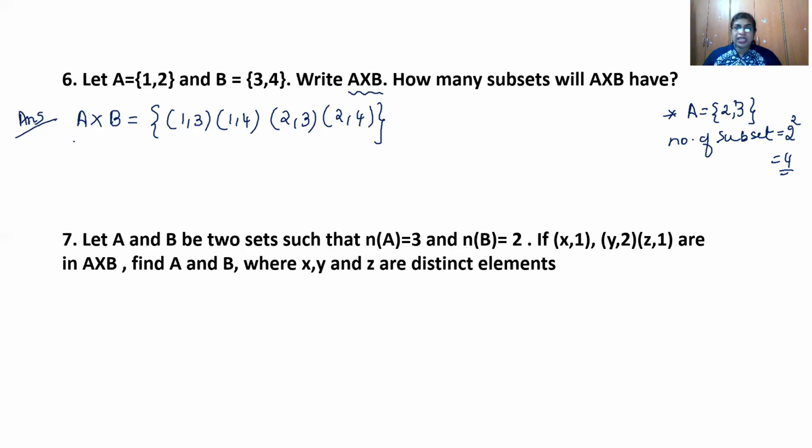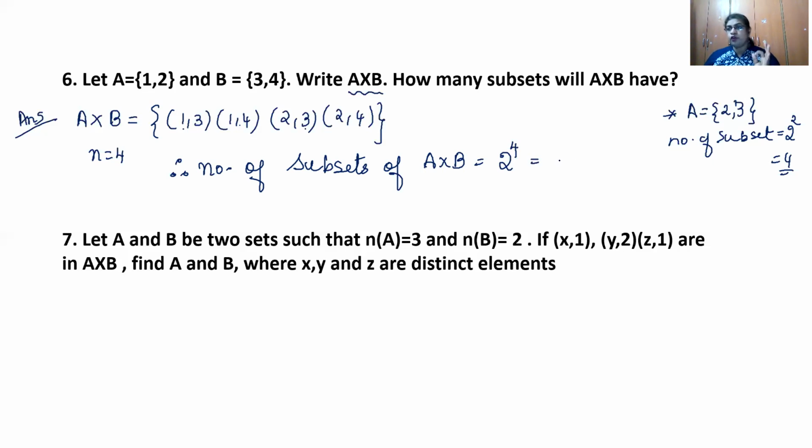Same way, now check how many ordered pairs are there in A cross B. How many ordered pairs? 1, 2, 3, 4. So n is equal to 4 because there are 4 ordered pairs. Therefore, the number of subsets of A cross B is equal to 2 to the power 4. How much is that? 2 into 2 into 2 into 2: 2, 4, 8, 16. So the number of subsets A cross B will have is 16 subsets. Hope this idea is clear.